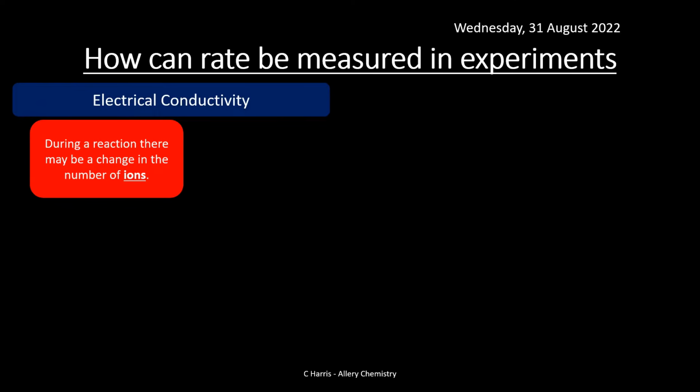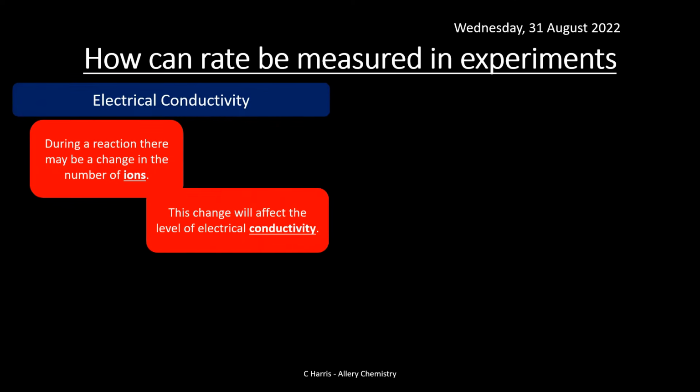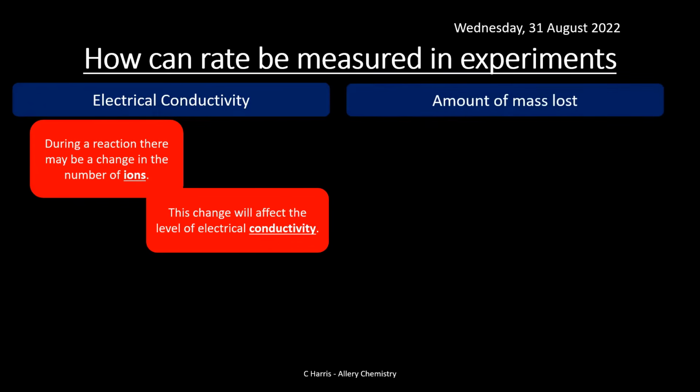But during a reaction, there may be a change in the number of ions. You may have more ions that are produced compared to the reactants. And if they're free moving, then obviously they will allow a conduction of electricity. And the change in the amount of ions available as the reaction proceeds will change the level of electrical conductivity. So you don't really get many experiments like that, and you might not have seen it in the lab, but nonetheless it's a method of measuring rate of reaction.